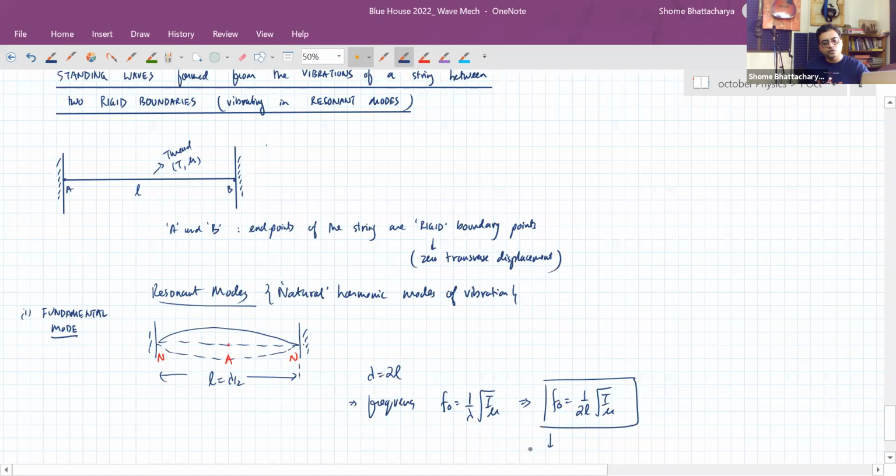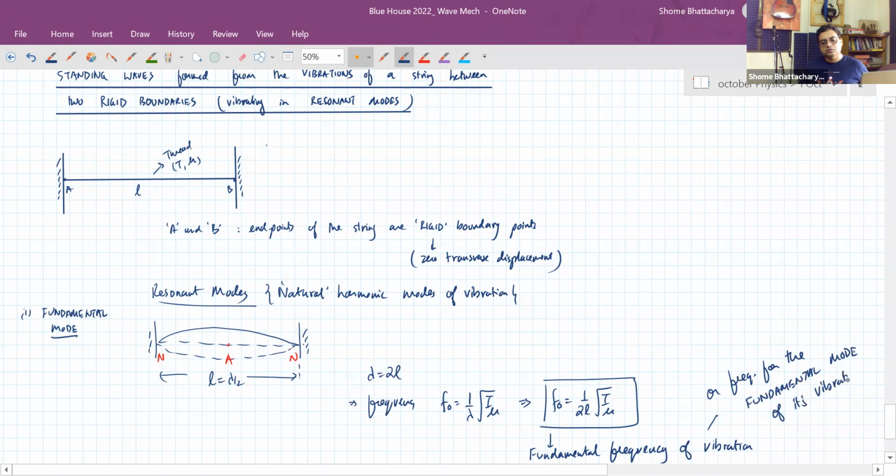So this is the formula for what is called the fundamental frequency of vibration, or you can say it is the frequency of the fundamental mode of its vibrations.